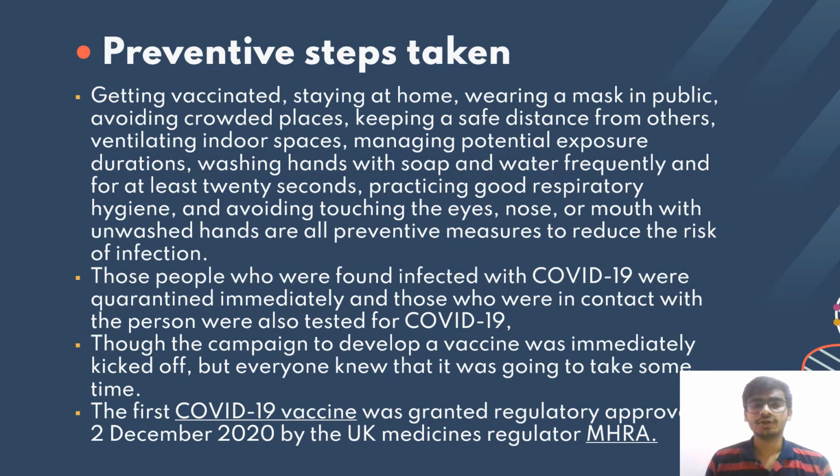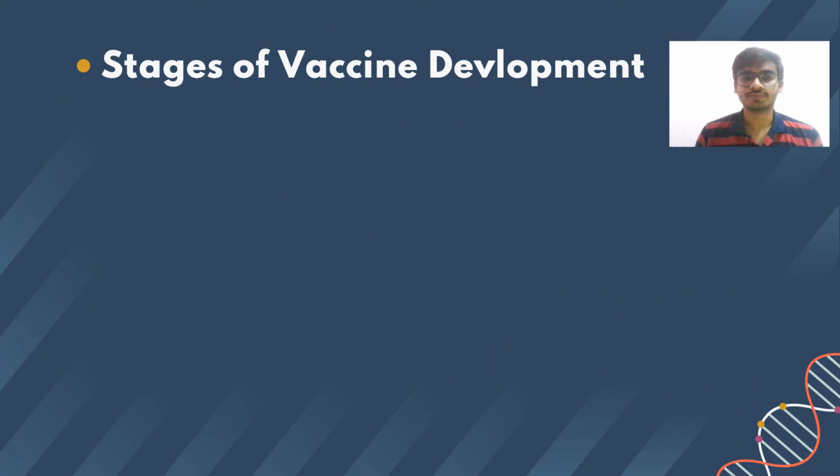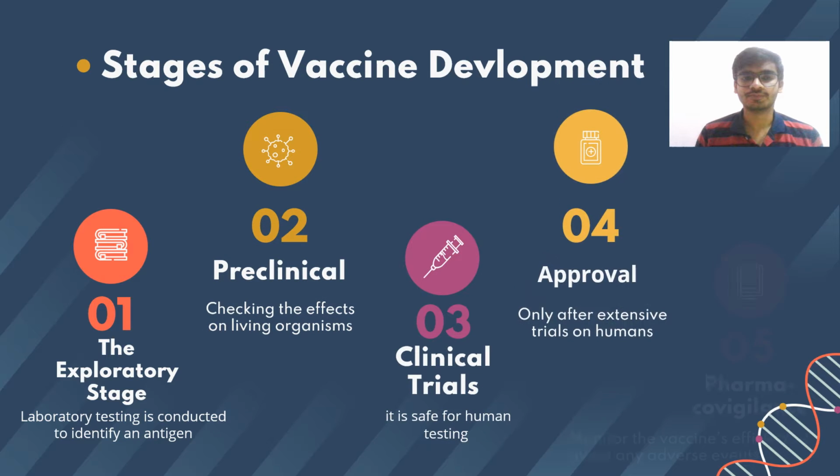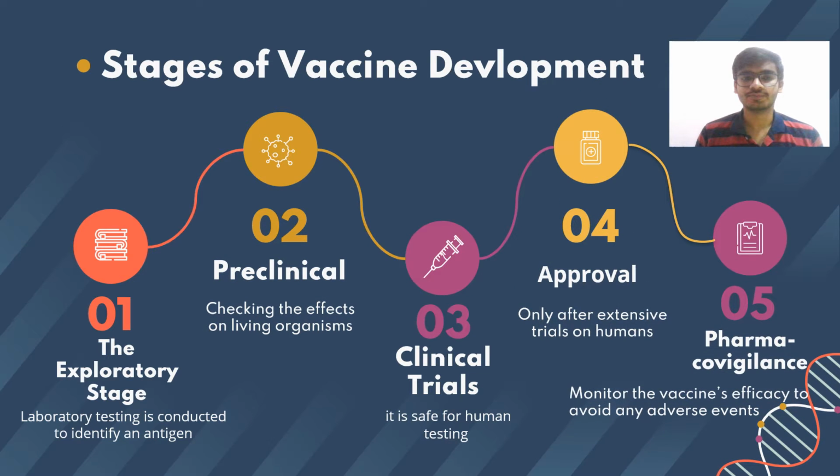The first COVID-19 vaccine was granted regulatory approval on 2nd December 2020 by the UK government. The vaccine is developed by following these 5 steps. First, the laboratory testing, then the preclinical trials, then the clinical trials on humans, then the government approving the vaccine, and then monitoring the vaccine's efficiency on people.